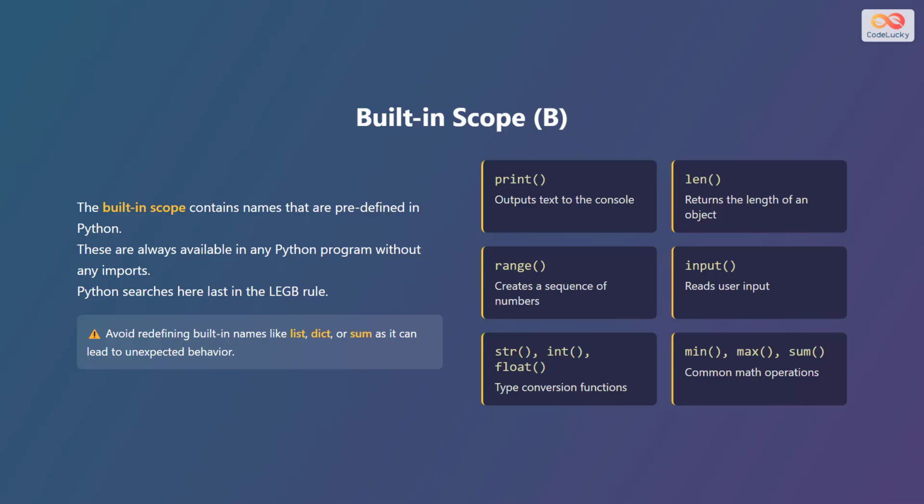Some of the most commonly used built-in functions in Python are print, which outputs text to the console. len, which returns the length of an object. range, which creates a sequence of numbers. input, which reads user input. str, int, and float, which are type conversion functions. min, max, and sum, which are common math operations. It is advisable to avoid redefining built-in names like list, dict, or sum, as it can lead to unexpected behavior.